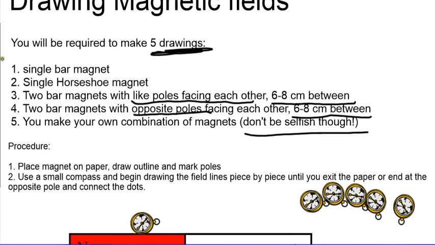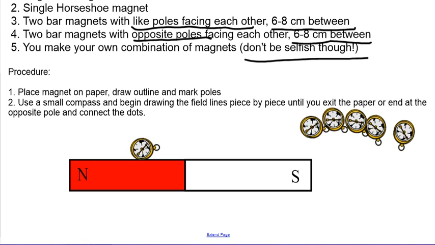So, how to draw your magnetic fields. We're going to be using these mini compasses that look very similar to this. And what you're going to do is start on either side, either north or south. And you'll start with the compass directly against the magnet. And what you will notice is that the compass will align itself to the magnetic field. And what you want to do is draw a dot where it is starting from, right next to the magnet, as well as where it's pointing towards.